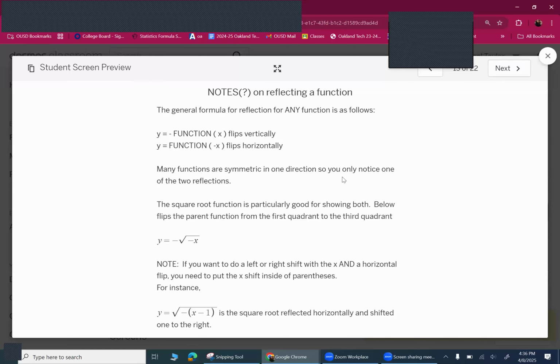And so there's the summary page that explains what I just explained. You could pause it, read through it.